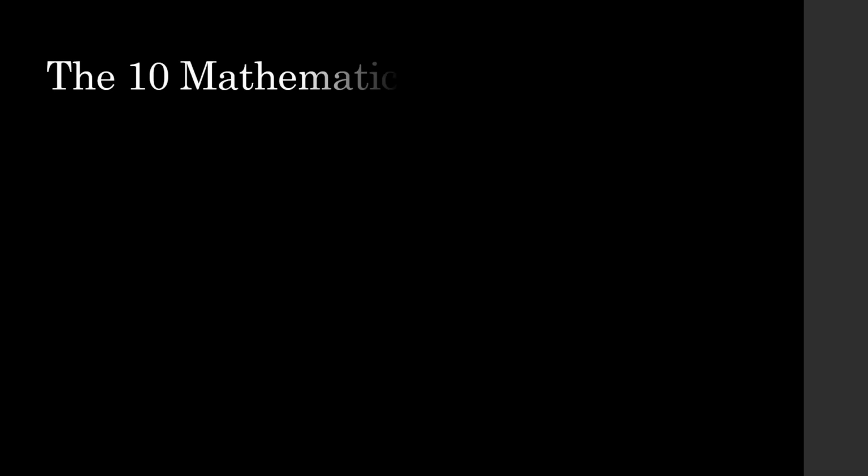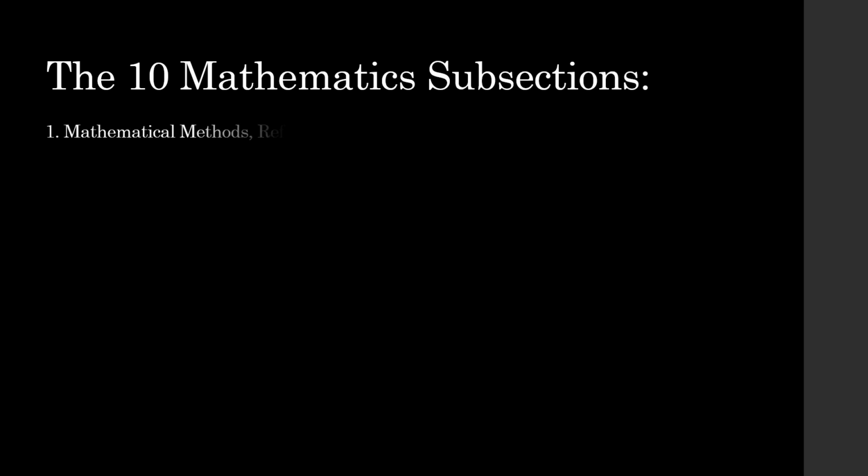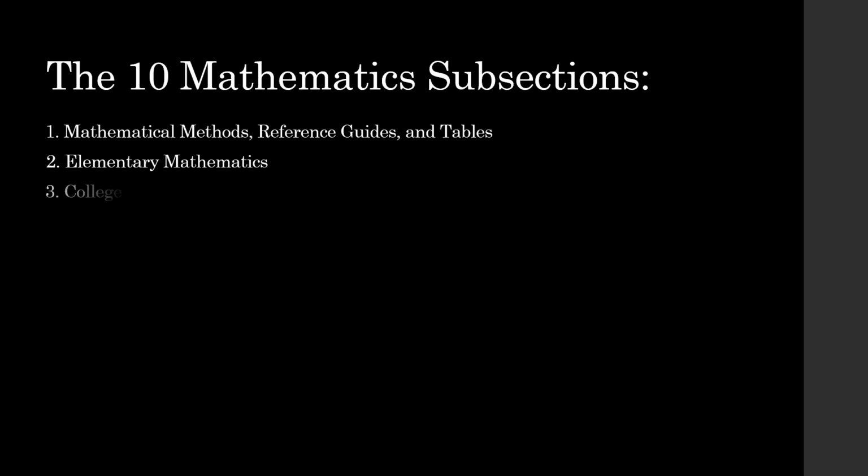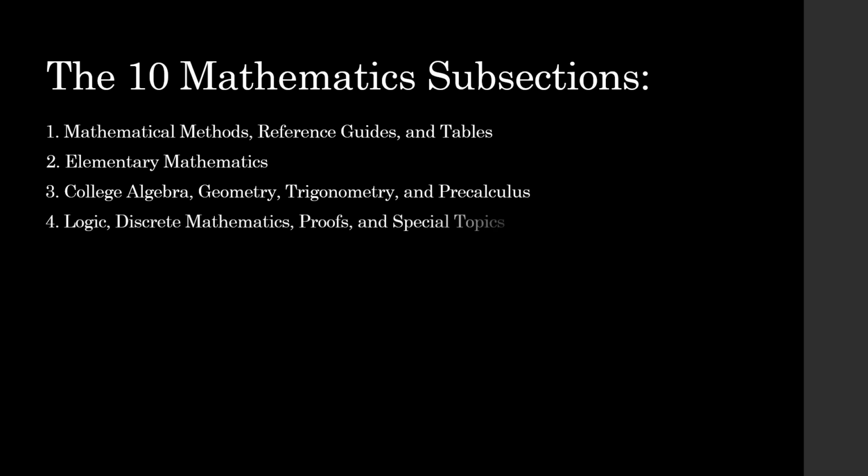This mathematics section is further split up into 10 subsections. Section 1 is mathematical methods, reference guides, and tables. Section 2 is elementary mathematics. Section 3 is college algebra, geometry, trigonometry, and pre-calculus. Section 4 is logic, discrete mathematics, proofs, and special topics. Number 5 is elementary real and complex analysis.